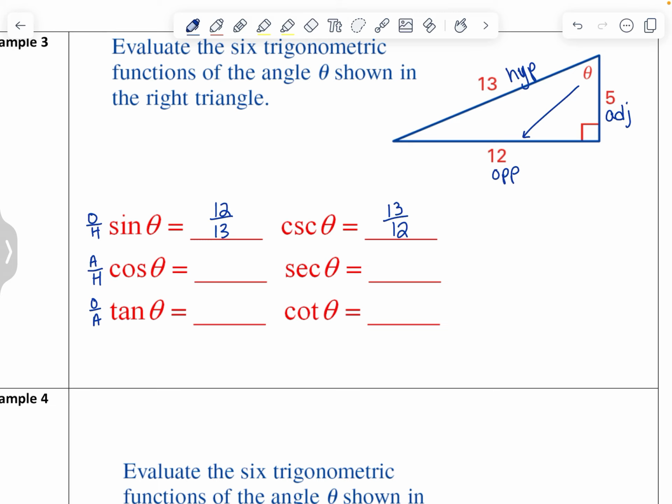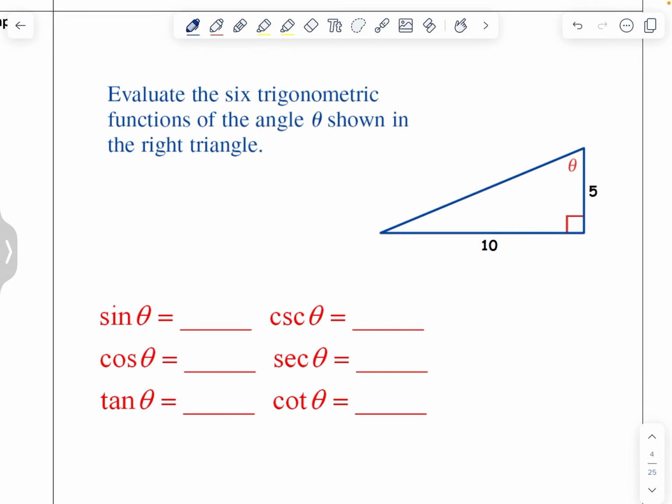Cosine is adjacent over hypotenuse, so that's going to be 5 over 13. And secant is the reciprocal of that, so 13 over 5. We're going to leave our fractions as improper fractions, so 13 over 5, not a mixed number. We also would simplify if we could, and we want to leave it in fraction form, a ratio of side lengths, not as a decimal. Tangent is opposite over adjacent, so 12 over 5, and cotangent will be the reciprocal, 5 over 12. Again, leaving them as ratios of side lengths, no decimals, no mixed numbers, etc.